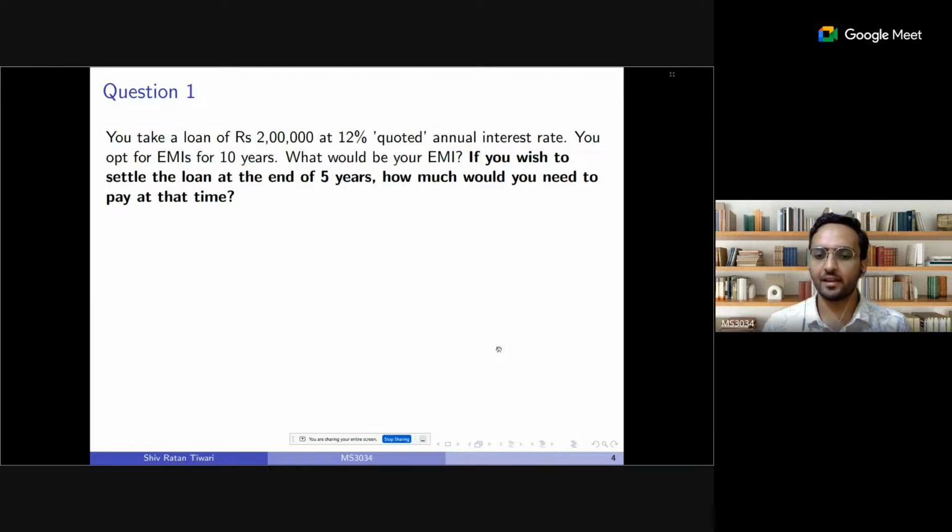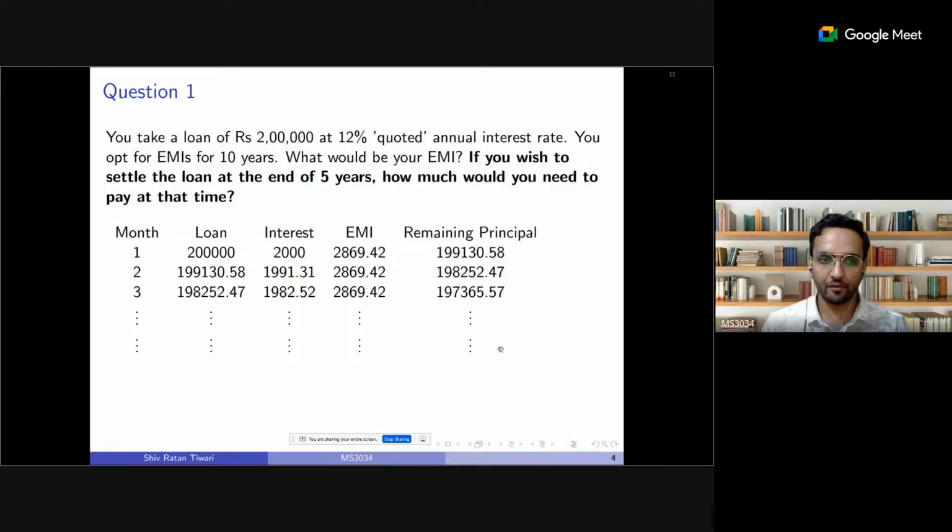But in reality, there are some charges if you prepay the loan. But here we are assuming that there are no prepayment charges. So what do we do when we want to get the lump sum amount which you have to pay after a certain amount of time?